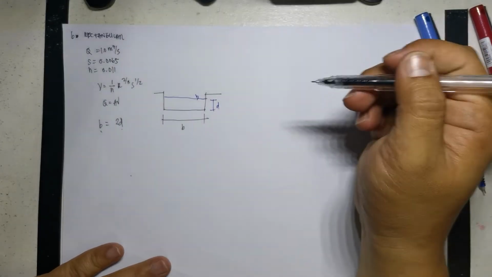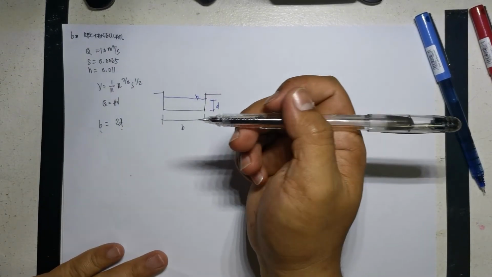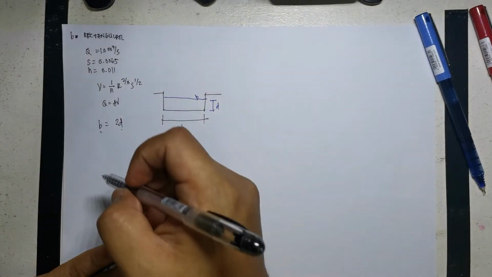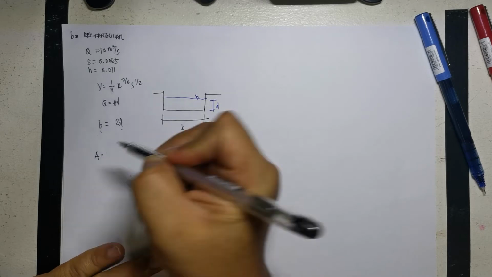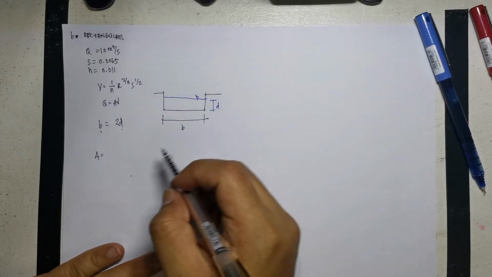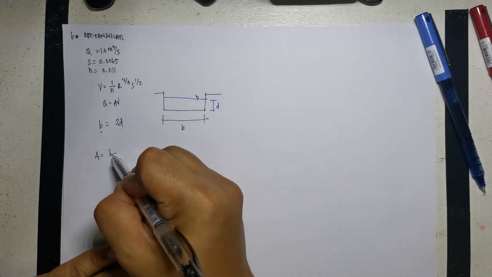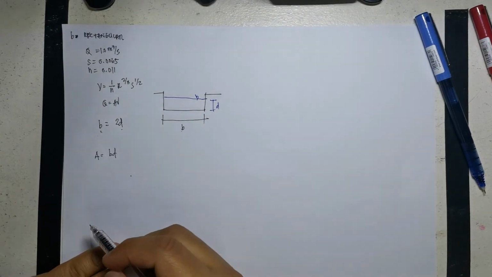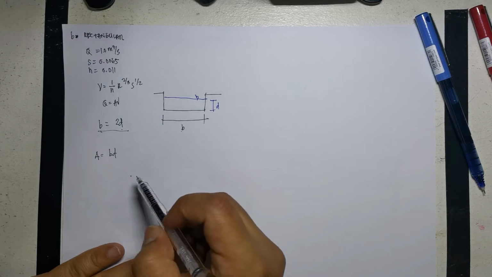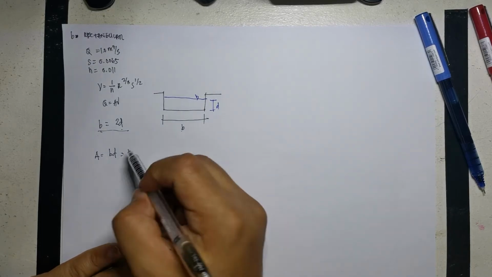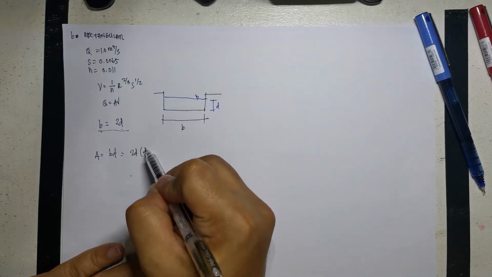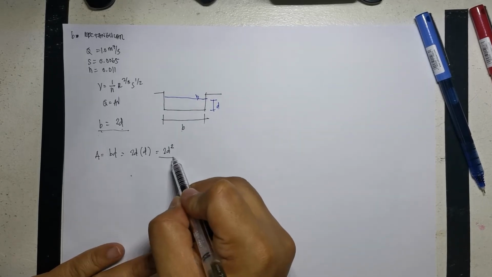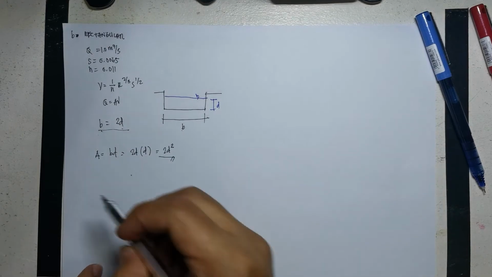Okay? So, first step ulit natin is to compute for R, which requires A over P. So, unahin na natin si A. A is equal to BD. Tama? B times D. Pero sabi natin, B should be equal to 2D. So, 2D times D, which gives us 2D squared. So that will be the area in terms of D.